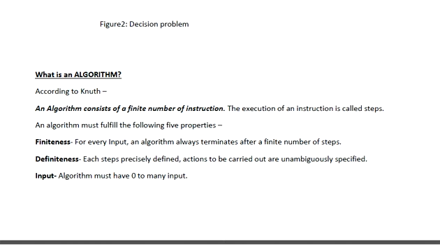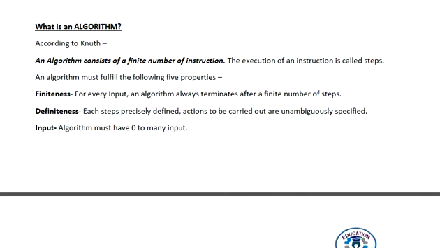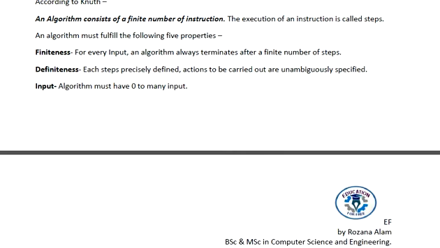Before going to the decidable decision problem, I would like to review again what an algorithm is. According to Knuth, an algorithm consists of a finite set of instructions. The execution of an instruction is called a step. Now, an algorithm has 5 properties. One is finiteness, which means that for every input, an algorithm always terminates after a finite number of steps.